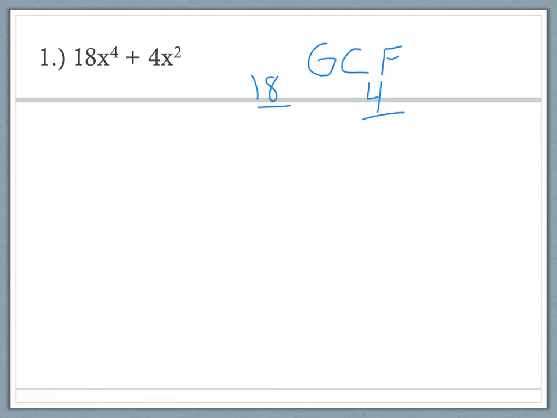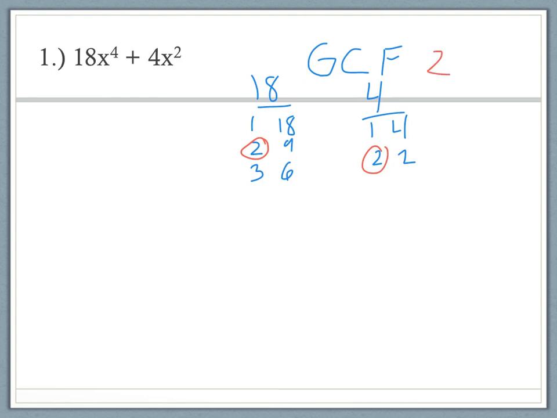As we get better at this, we don't always have to do this step, but to get going, it's kind of helpful. Okay, so 1 and 18, 2 and 9, then 3 times 6. And there's nothing else that makes 18, so those are my factors. Now for 4, we have 1 and 4. We have 2 times 2. Okay, so now I'm going to look for my GCF, which I notice is 2, the biggest number they have in common. So my GCF number is going to be 2.